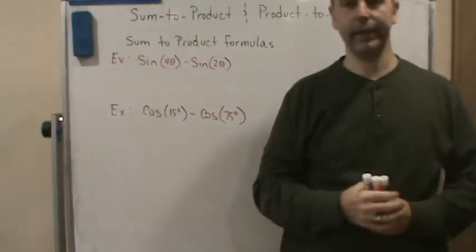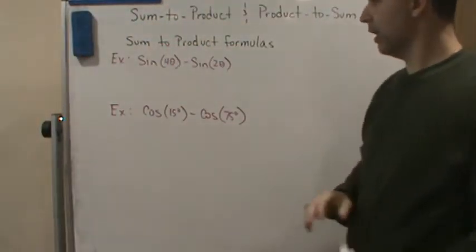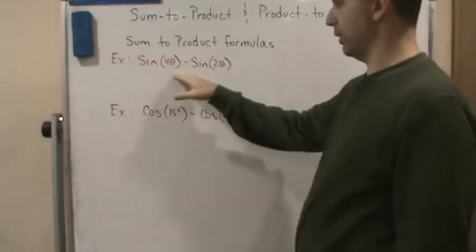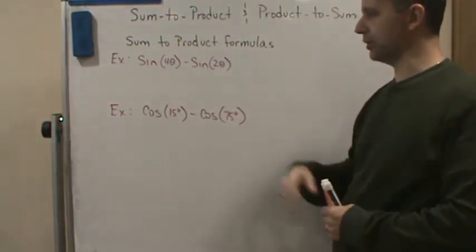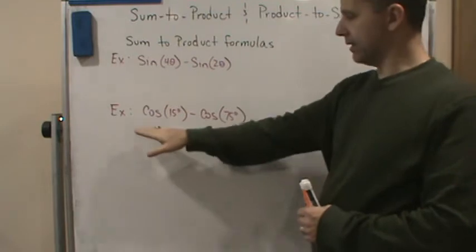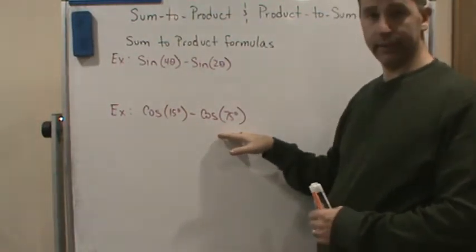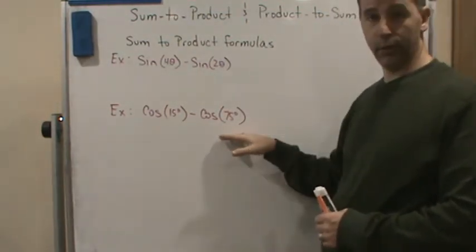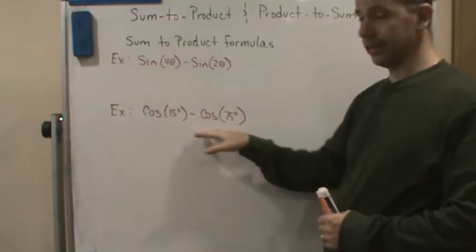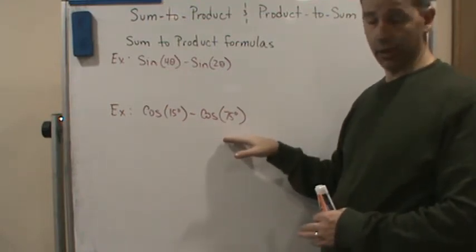Okay, so welcome back. And now we're going to do two examples. The first example is we're just going to rewrite this as a product using one of the formulas. And in the second one, we're going to evaluate this. And again, we're going to use one of the formulas to help us evaluate this easier.